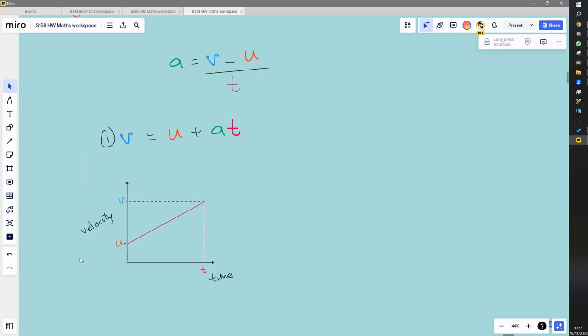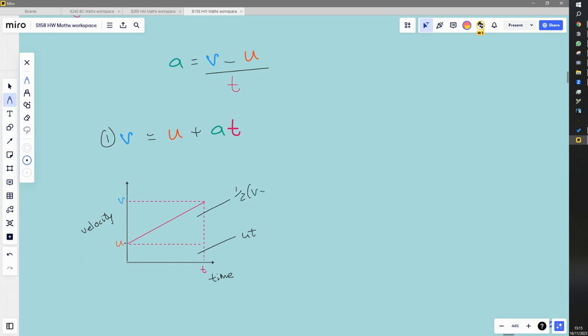Now, one of the other things that we can say, hopefully remember, is that the area underneath a velocity time graph is equal to the displacement, or we can say the area underneath a speed time graph is equal to the distance. So we can take this shape we've got and chop it into a rectangle, which would be u times t, and a triangle, which would be half times (v minus u) times t.